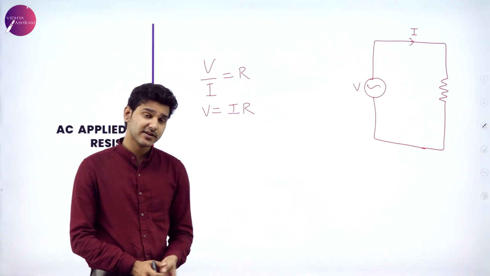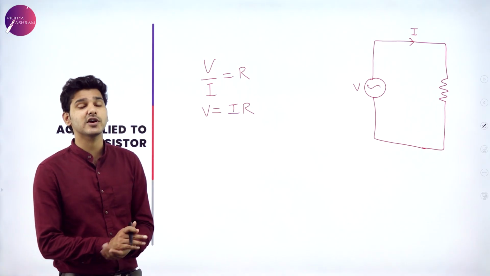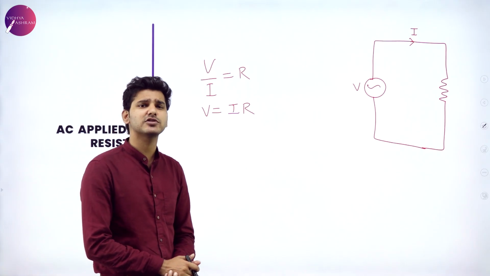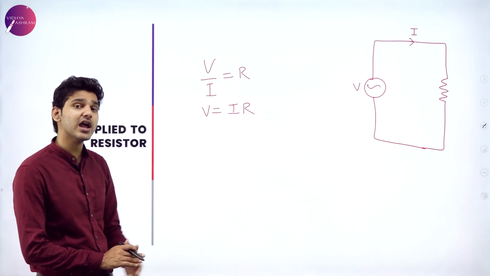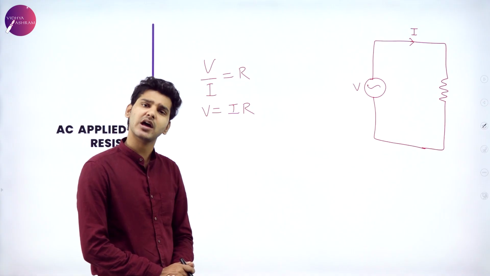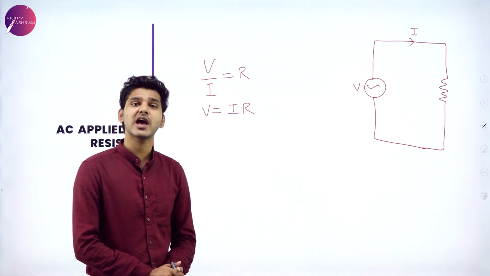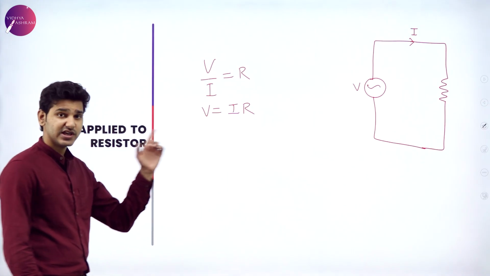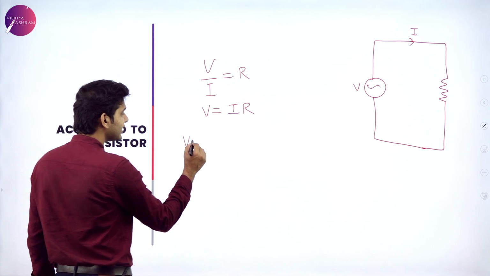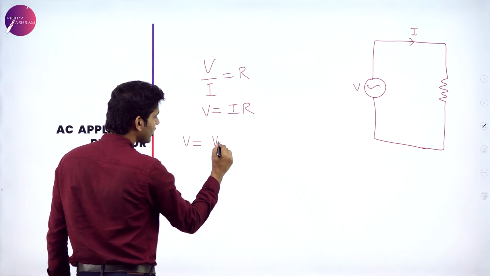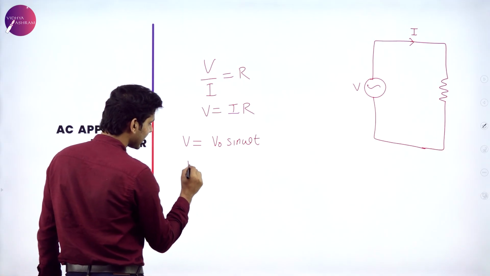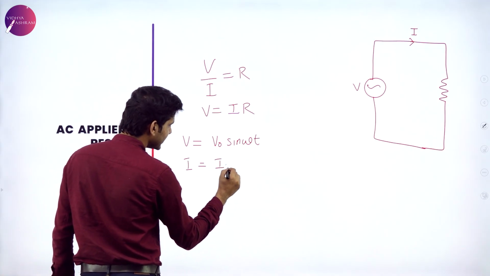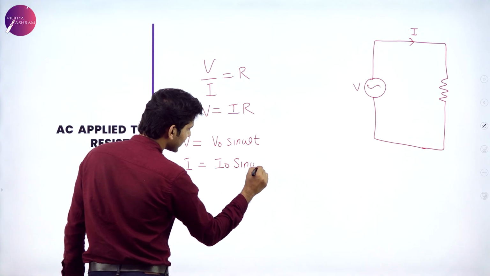The only difference is that instead of taking the average values, we are going to take the instantaneous values or simply the peak values. That is, instead of V and I, we are going to take V naught and I naught. So here again, the voltage can be represented as V naught sin omega t and I can be represented as I naught sin omega t.